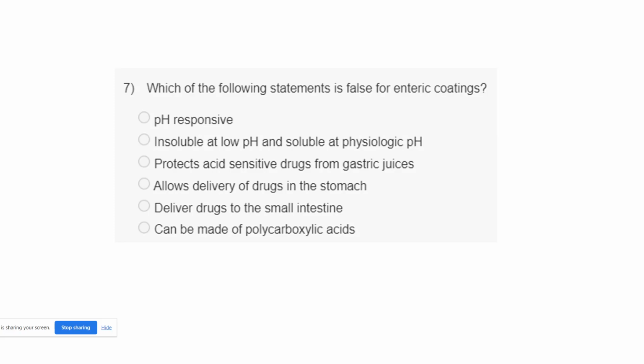Here's the seventh question. Which of the following statements is false for enteric coatings? Allow delivery of drugs in the stomach. Yes. So except for allowing delivery of drugs in the stomach, the rest of the options are correct. It is pH responsive, insoluble at low pH but soluble at physiologic pH, protects acid-labile drugs from gastric juices, delivers to the small intestine, and can be made of polycarboxylic acids.